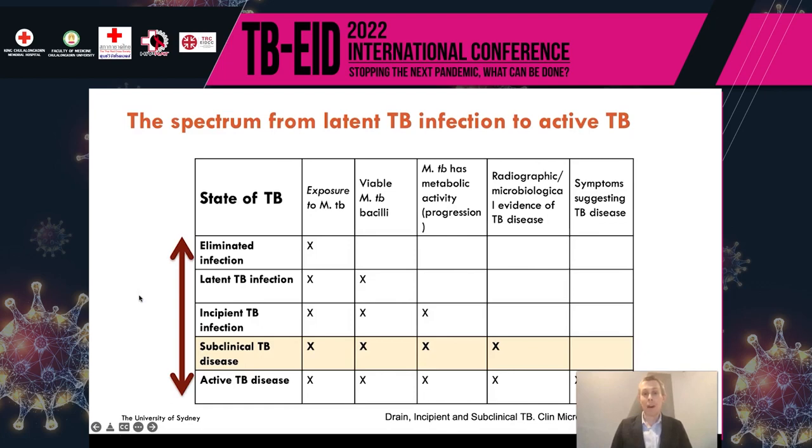It's increasingly recognized, however, that there's not a binary state between active tuberculosis and latent TB infection, that in fact, it's probably a spectrum that has several stages. And these intermediate stages, such as incipient tuberculosis, where there may be some metabolic activity of the bacterium, and subclinical disease, where there may also be measurable radiological or microbiological evidence, these states are likely to precede active tuberculosis disease. And there's been some interesting work done, particularly in South Africa, looking at biomarkers which can predict progression to active disease and indicate these states, although the significance of these states is still being evaluated through research.